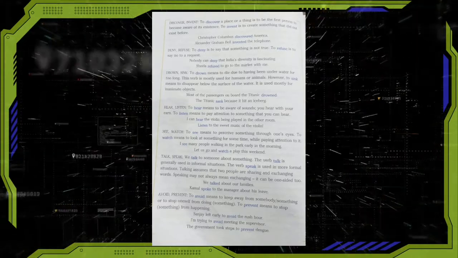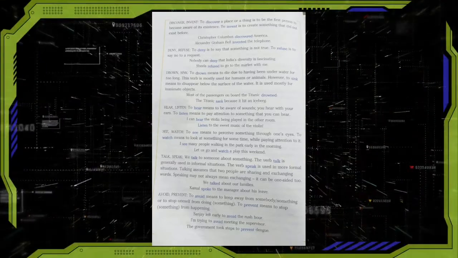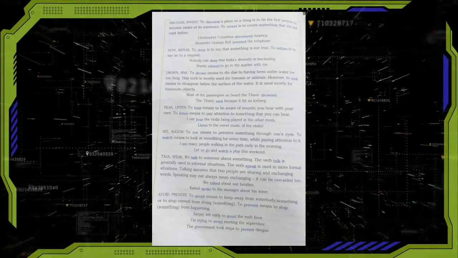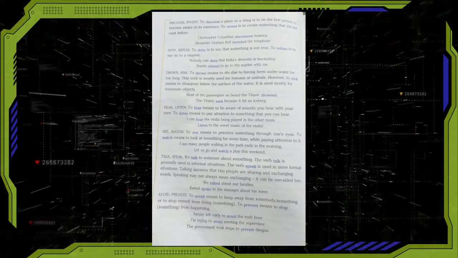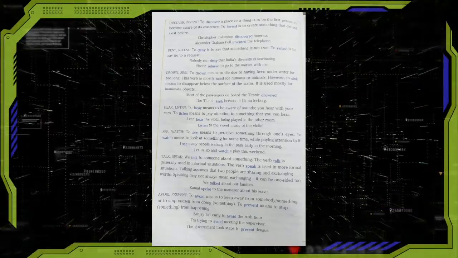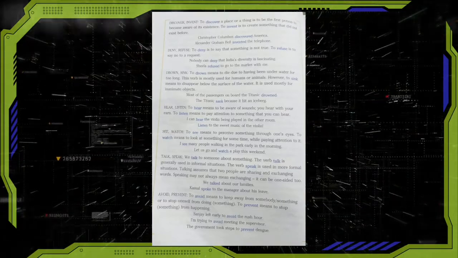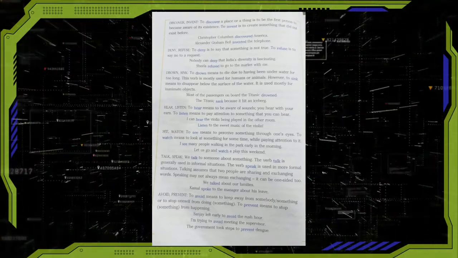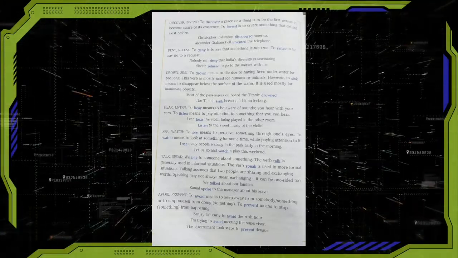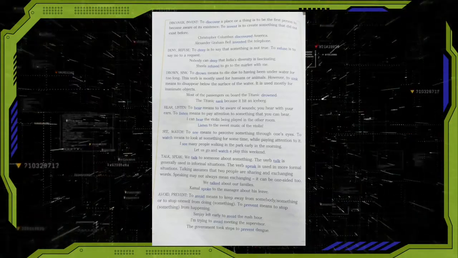Next word, talk, speak. We talk to someone about something. The verb talk is generally used in informal situations. The verb speak is used in more formal situations. Talking assumes that two people are sharing and exchanging words. Speaking may not always mean exchanging, it can be one-sided too. Look at this example, we talked about our families. Kamal spoke to the manager about his leave.